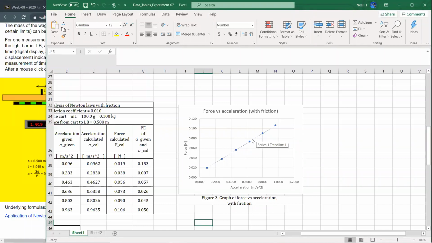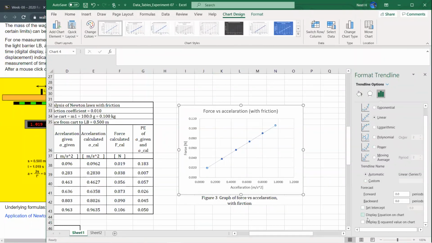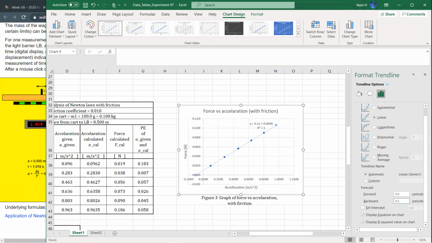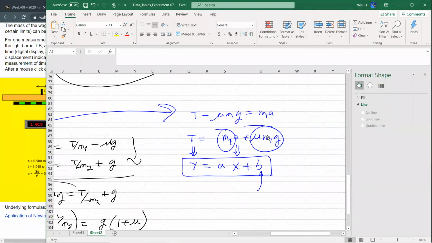Let's show the equation. Bring the cursor on the trend line, double click. Linear is fine, but when you click the last icons, only click the last two. Do not click set intercept, okay? If you click that, it will give you a completely wrong answer. Don't click that at all. And if you want, you can extrapolate this backward to see where it's crossing. If you put about 0.1 into backward, hit enter, you can see that it is actually crossing exactly around here. That's the intercept in our equation. This equation's y-intercept is mu times m1g.